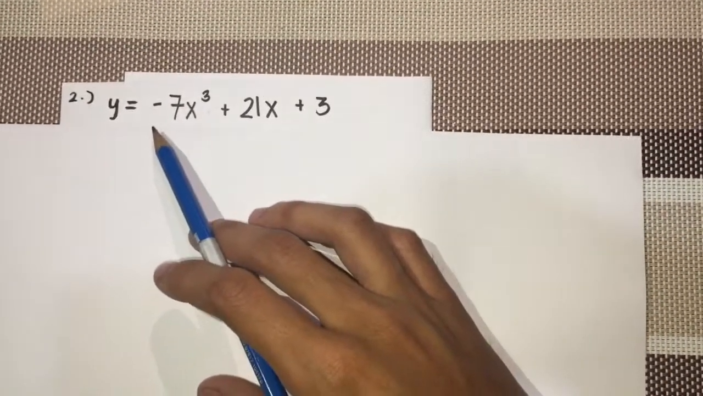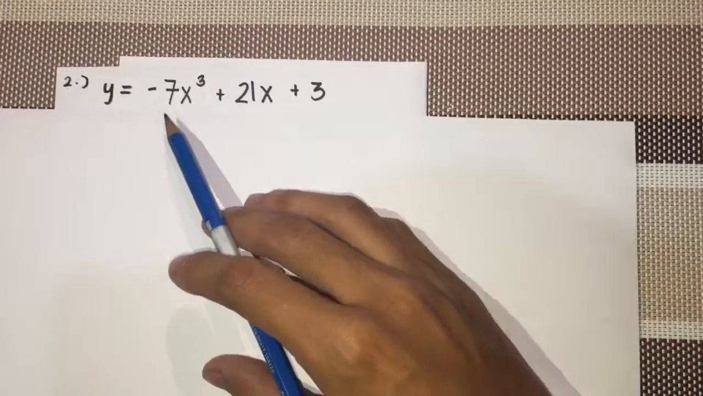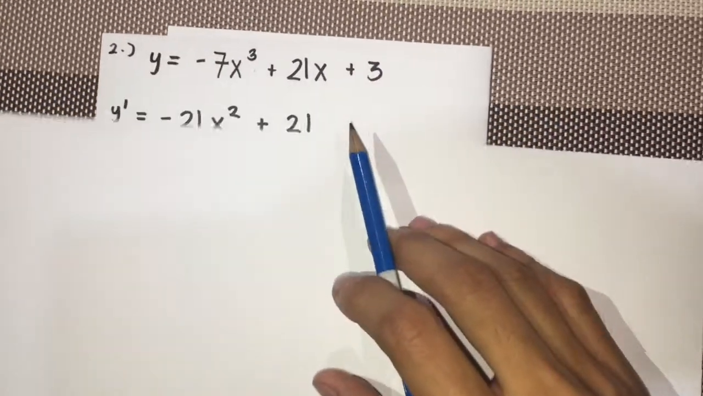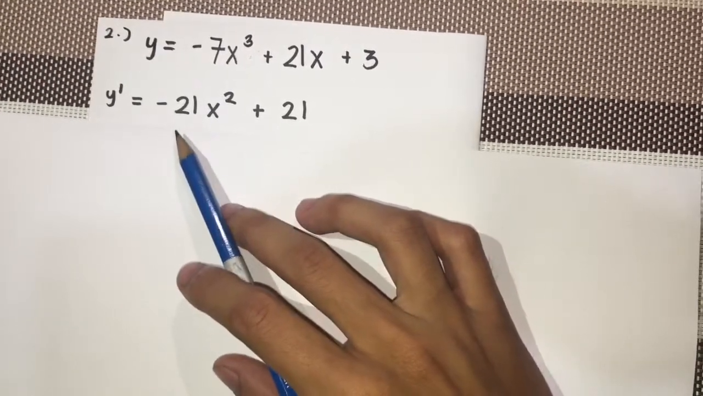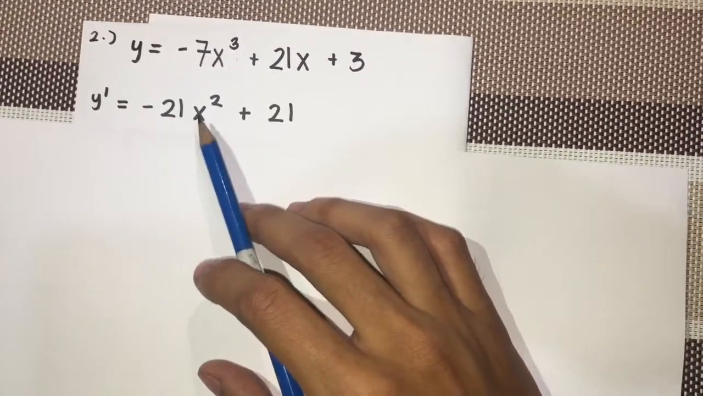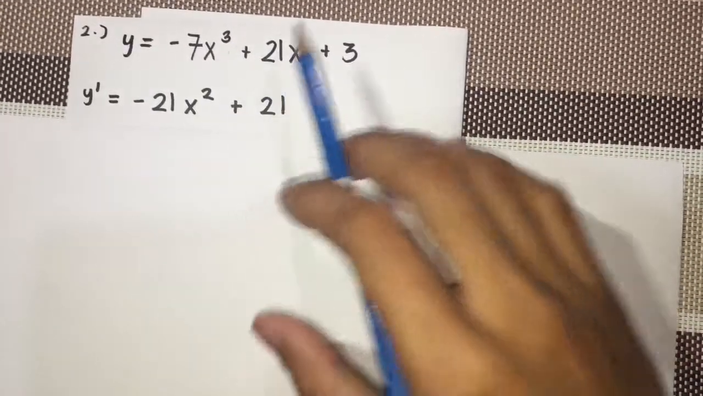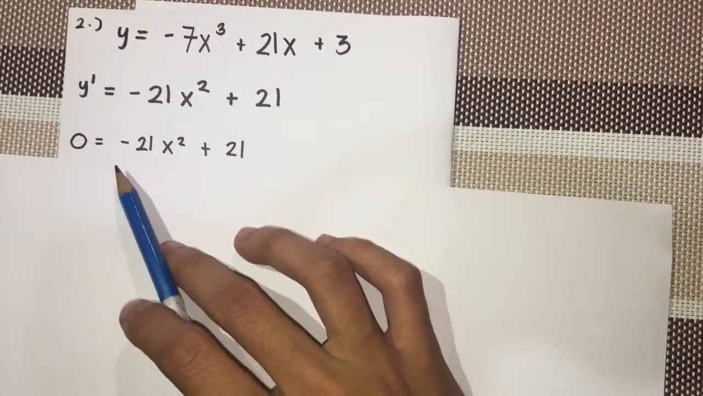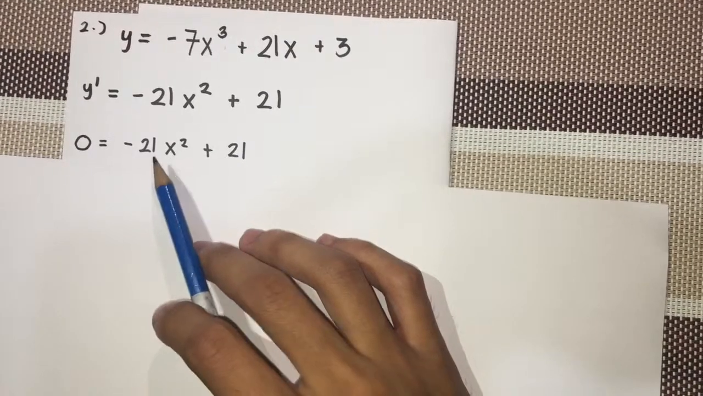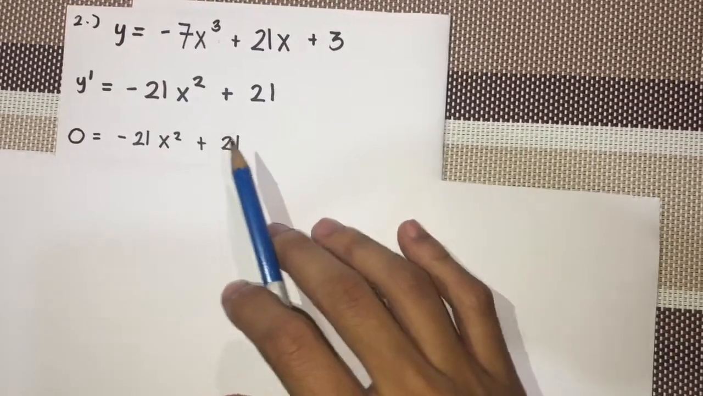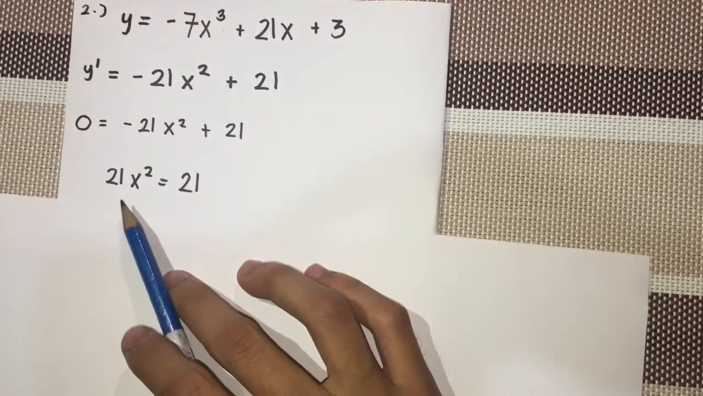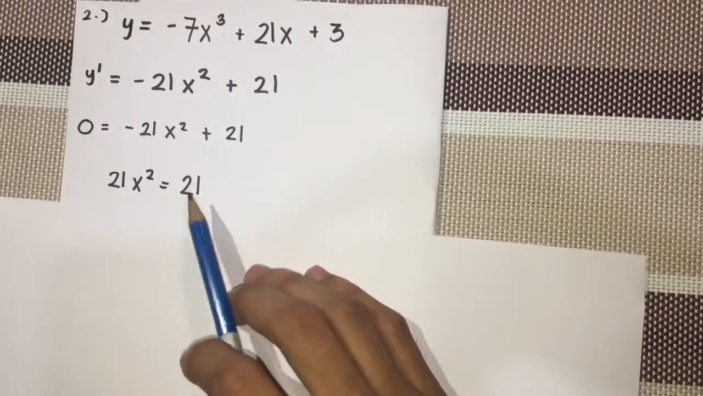Now we're going to solve this function. Y equals negative x cubed plus 21x plus 3. Now we're going to derive this function. Y prime equals negative 21x squared plus 21. Next is we're going to equate to 0. 0 equals negative 21x squared plus 21. The next is we're going to solve for x. 21x squared equals to 21.